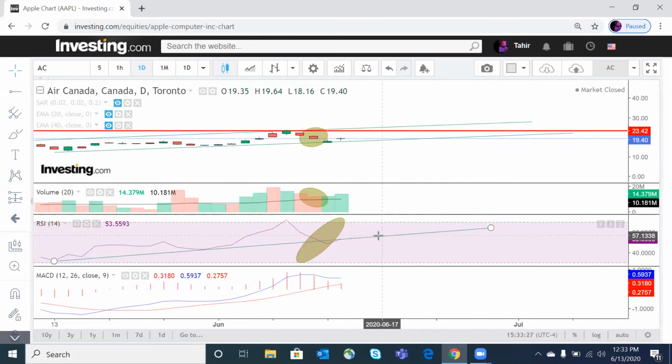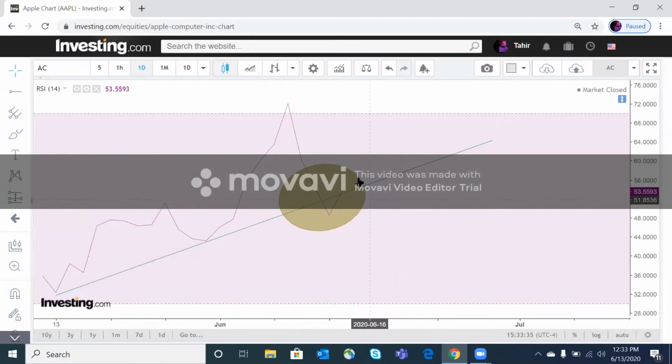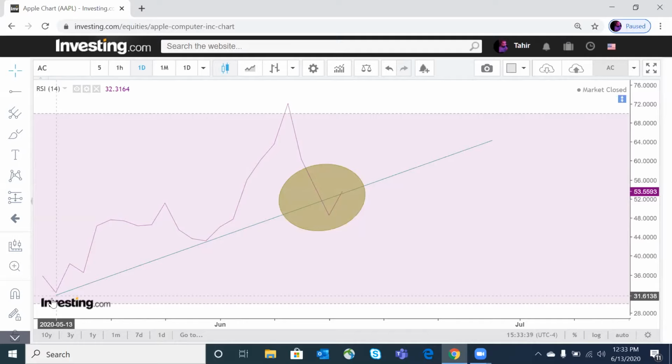Okay. The other thing here is volumes. I told you volumes are above the average. RSI seems to be taking support at this level. It hit at this level, and then again this time it hit at this level. This time I was expecting it to hit at this level and bounce back, but it has gone a little bit down and then came again here.